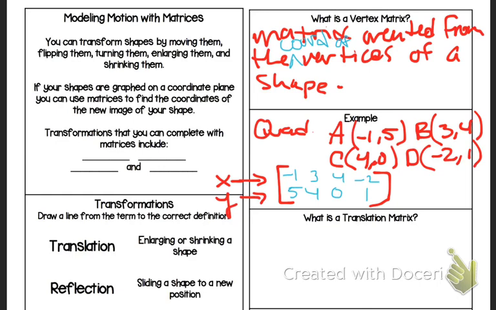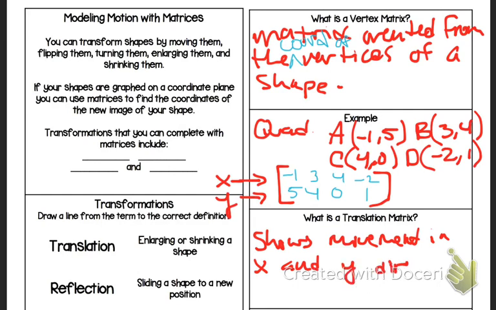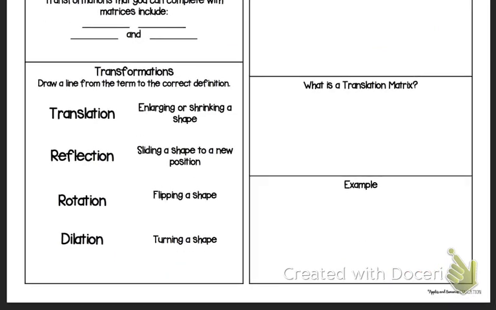Now the translation matrix. A translation matrix is a matrix created to show the movement when you're doing a translation. It shows movement in the x and y direction. For example, if I'm translating that shape 2 units to the right and 4 units down, our transformation notation will look like this: 2 right, down 4.